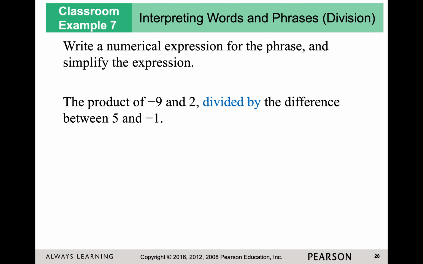If I'm writing a numerical expression for the phrase and I'm simplifying, I would say something like the product of negative 9 and 2 divided by the difference of 5 and 1. That divided by is implying I've got groups, but I'm dividing by, and that's implying a fraction, okay? So I have the product in the top, the subtraction in the bottom. I'm then going to use my rules to simplify it.